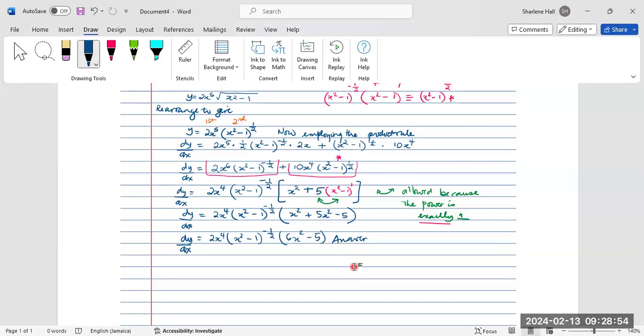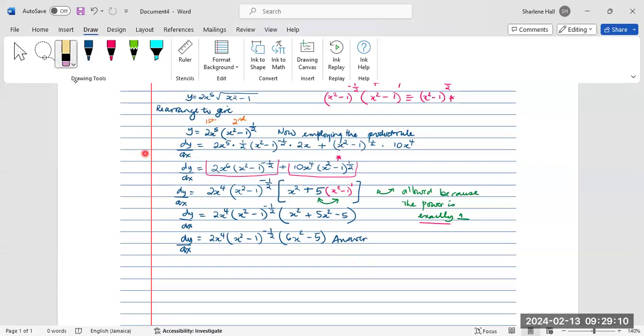No? Are you hearing me? Sir, yes. You're not going to put, like, instead of writing negative a half, you're not going to put it over the square root or something like that.